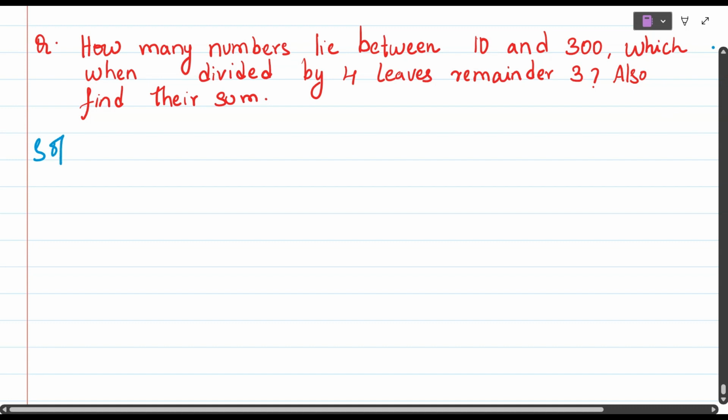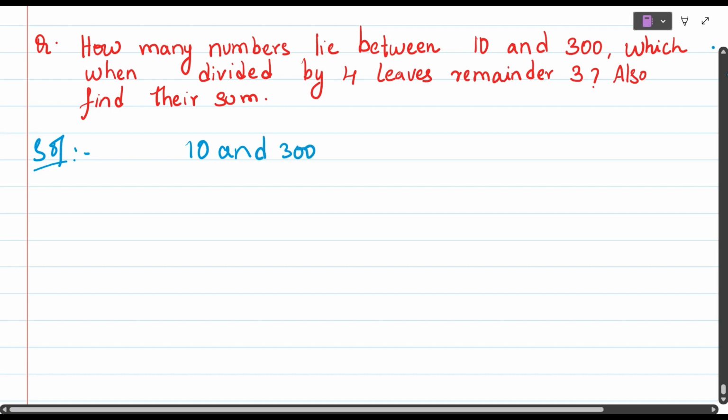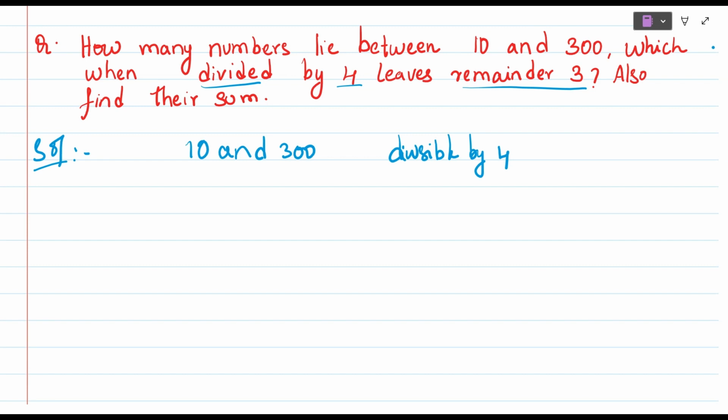Students, the next question is: how many numbers lie between 10 and 300 which, when divided by 4, leave remainder 3? First let us write the numbers which are divisible by 4. What are the numbers divisible by 4 between 10 and 300? 12, 16, 20, 24. This goes on up to the last number divisible by 4.